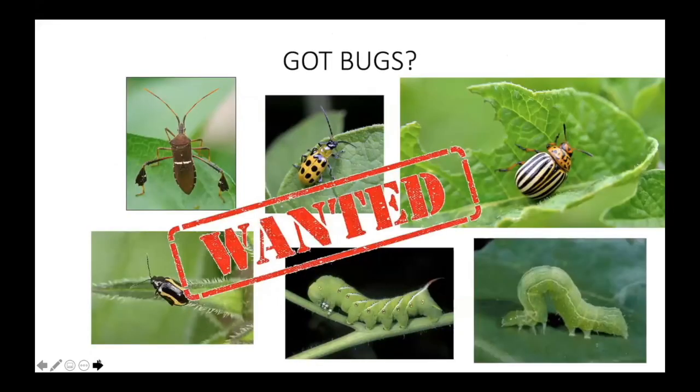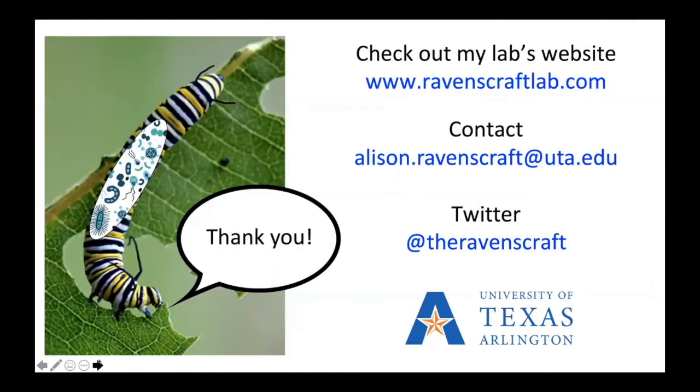And I'll just end with a plug: if you've got these particular insects, I am looking for them. I'm always looking for leaf-footed bugs for my study of bug-microbe relationships. I've gotten shipments of live ones from a few members already, and it's been awesome. And then I'm also looking for these various leaf-feeding insects, so the cucumber beetle, Colorado potato beetle, flea beetles, hornworms and cabbage loopers, to survey their gut flora for their ability to detoxify plant defenses. So if you have those bugs and you would like me to take them off your hands, you can contact me at my email address here, alison.ravenscraft@uta.edu.